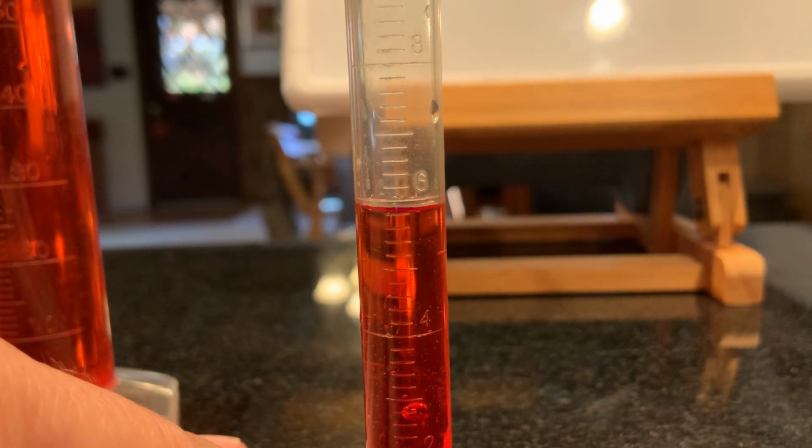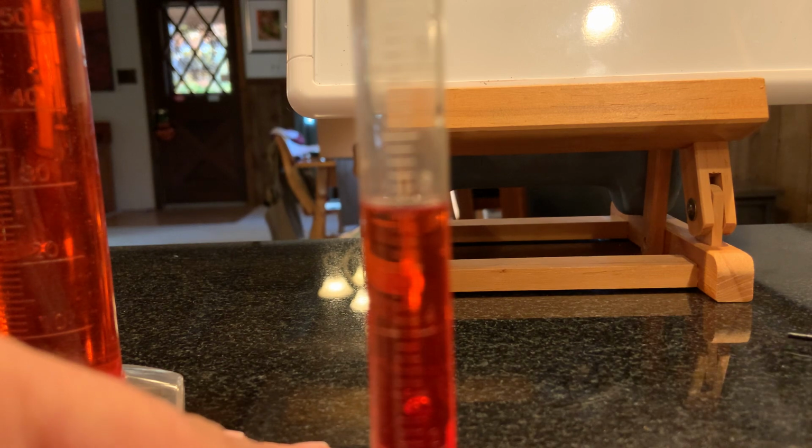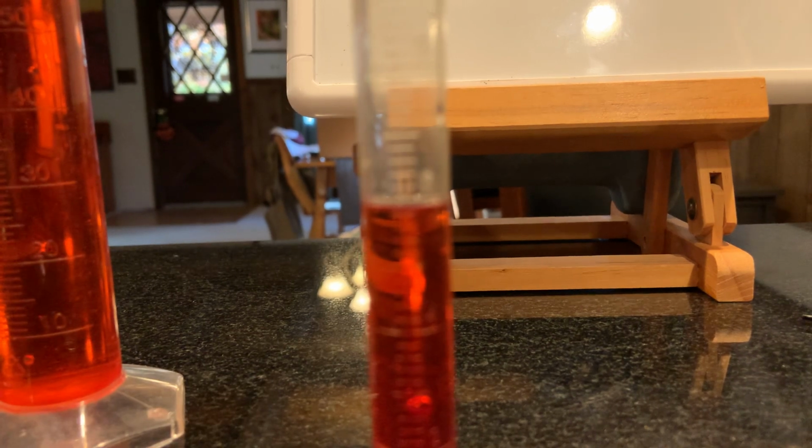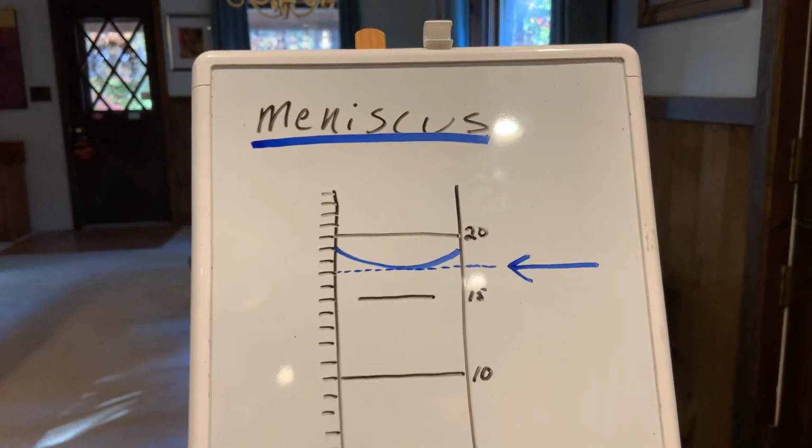This is the one I think that's trickiest for most kids when we get down to our 10 milliliter graduated cylinder. All right, the other thing that you might notice on the graduated cylinders when we read them is they have this weird kind of curved surface.